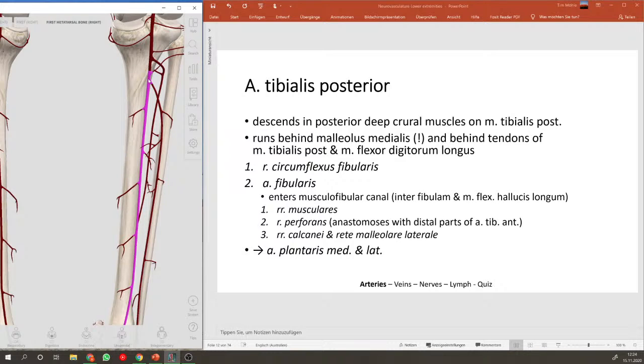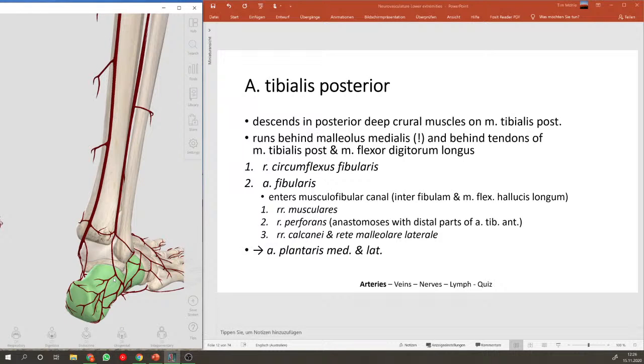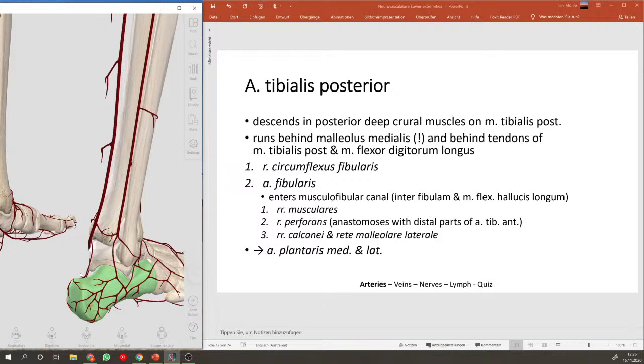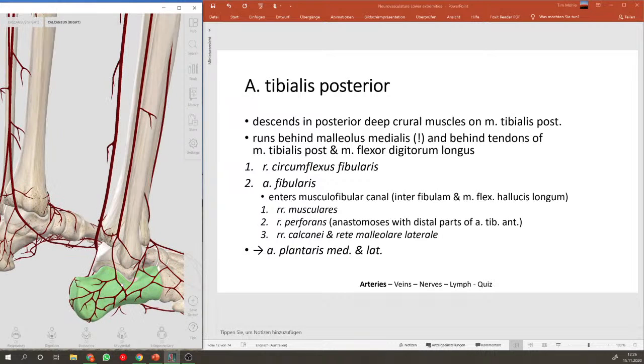Fibular artery will form calcaneal branches to supply the calcaneus, and also posterior lateral malleolar branches to supply also rete malleolare laterale. Again, rete malleolare laterale is just the network formed by all of the contributing arteries. So not that important, I would say.